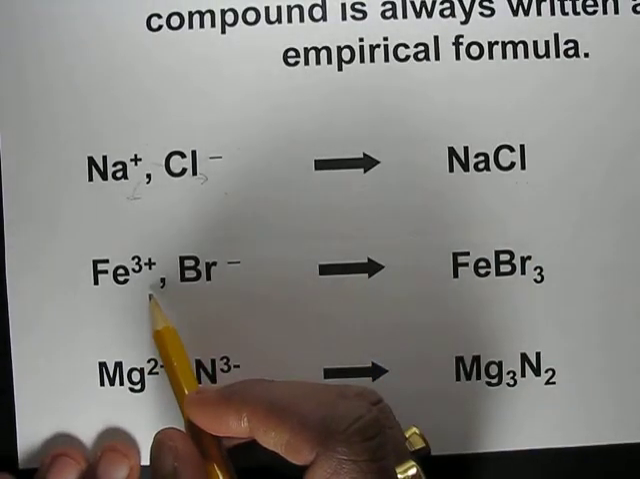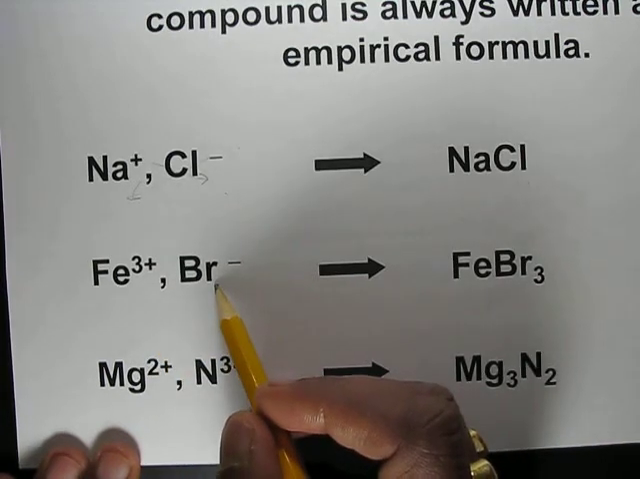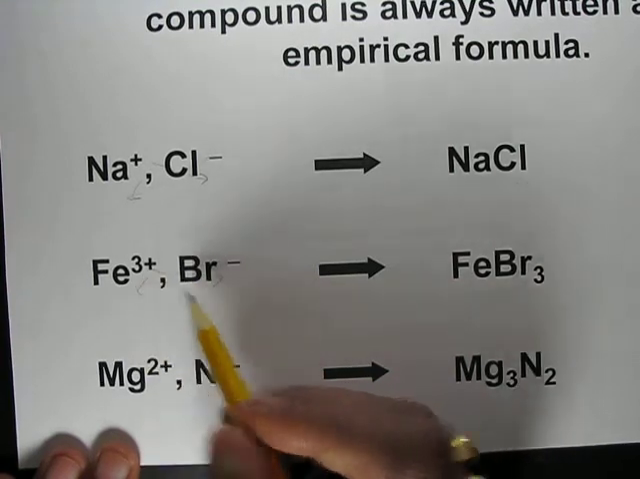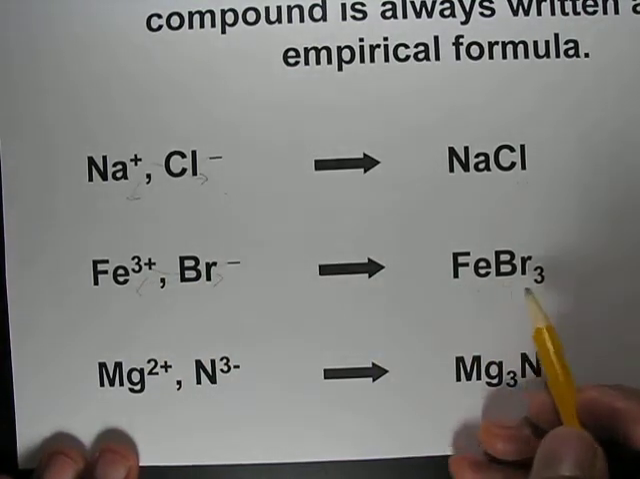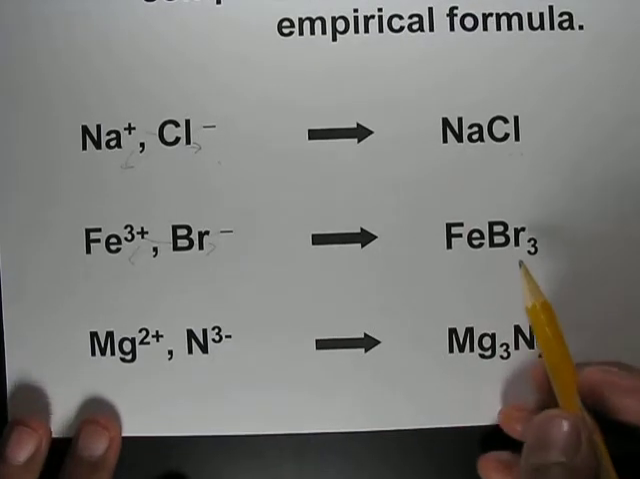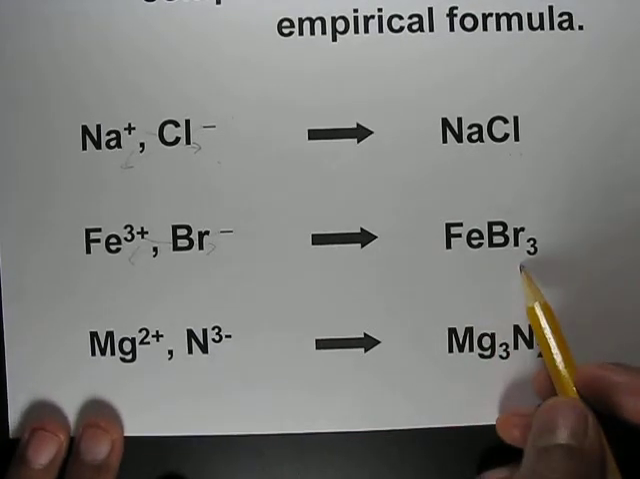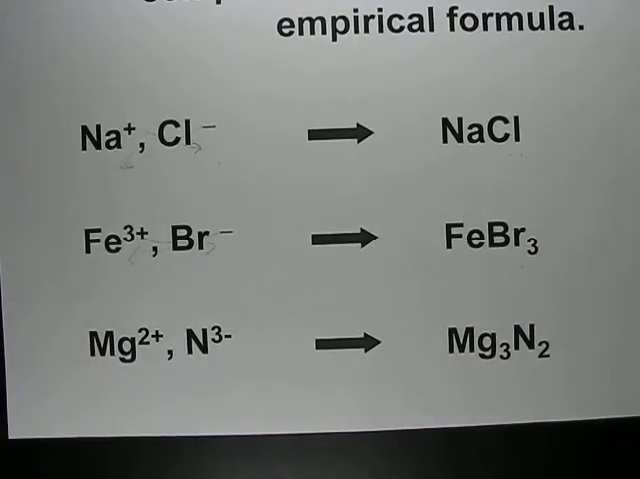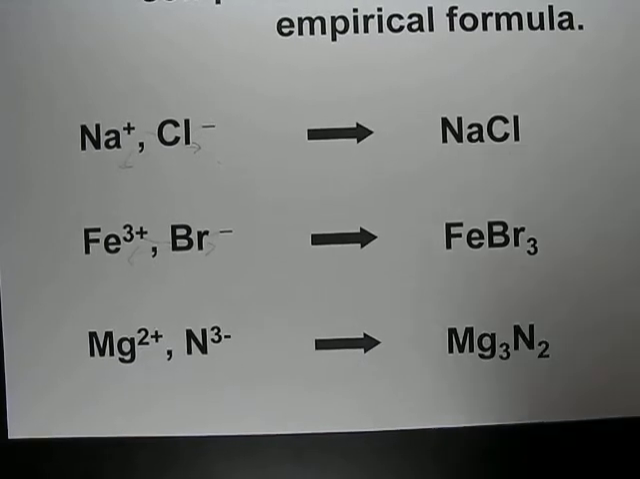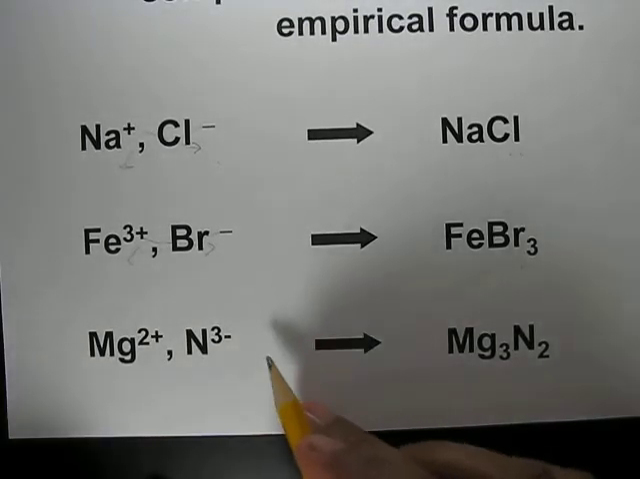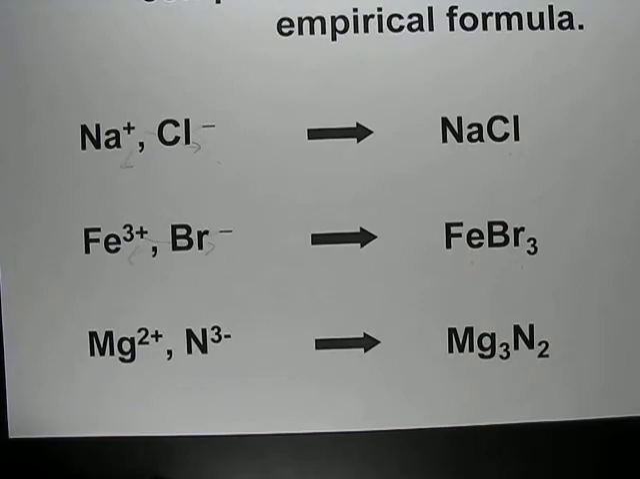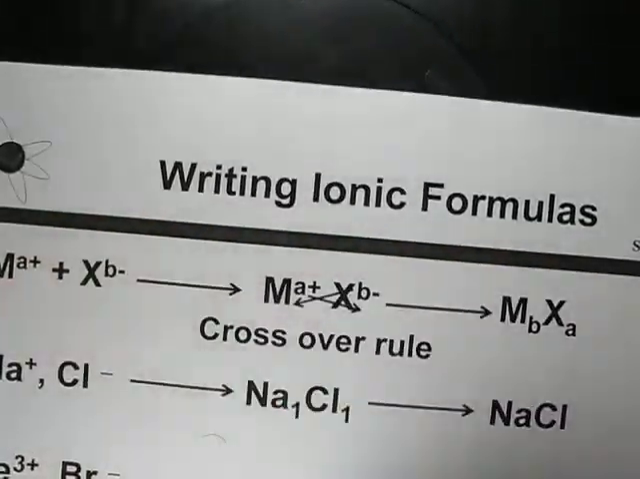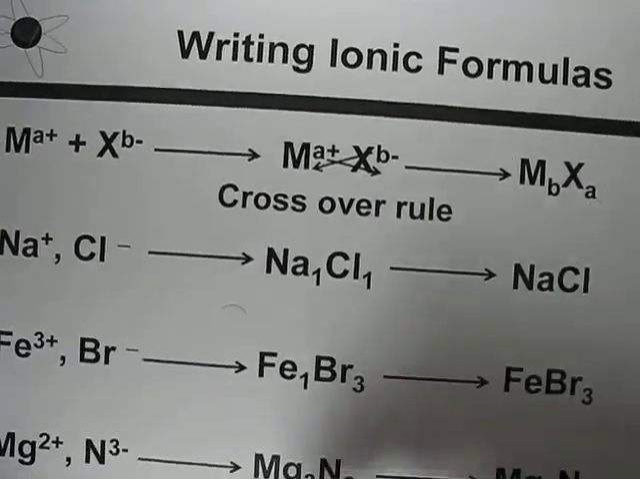Iron 3 plus and bromide minus 1. So we have to move 3 to the bromine place and 1 to the iron place. So iron will be 1 and bromine will be 3. So iron tribromide. And then magnesium nitride, we have seen this example in the previous slide. So let's see some more examples in continuation of this one.